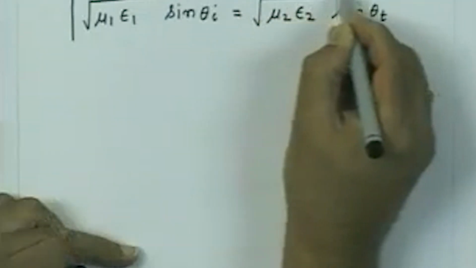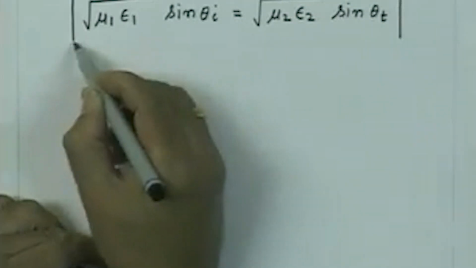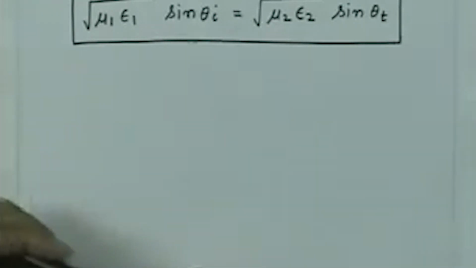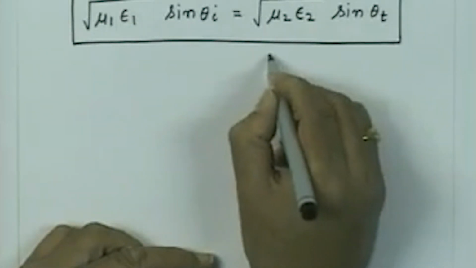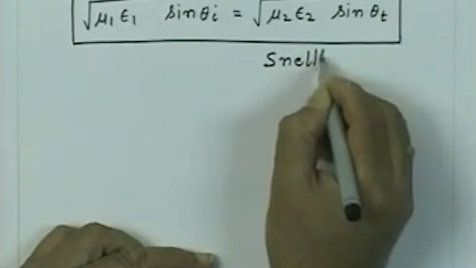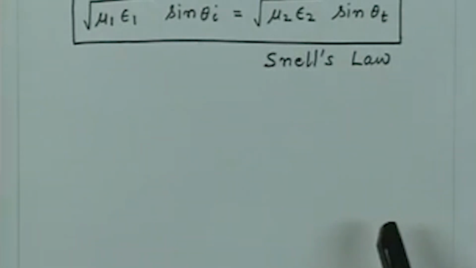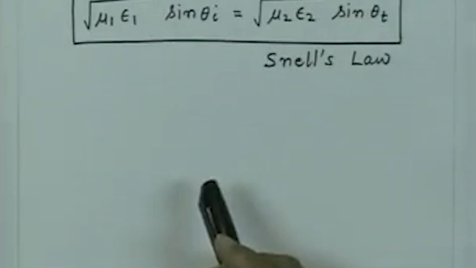But this is the important law which tells you the direction of the transmitted wave with respect to the direction of the incident wave for the given media parameters. So, we can call it the generalized Snell's law. So, from here now we can calculate for the dielectric medium for which the permeability is the same.